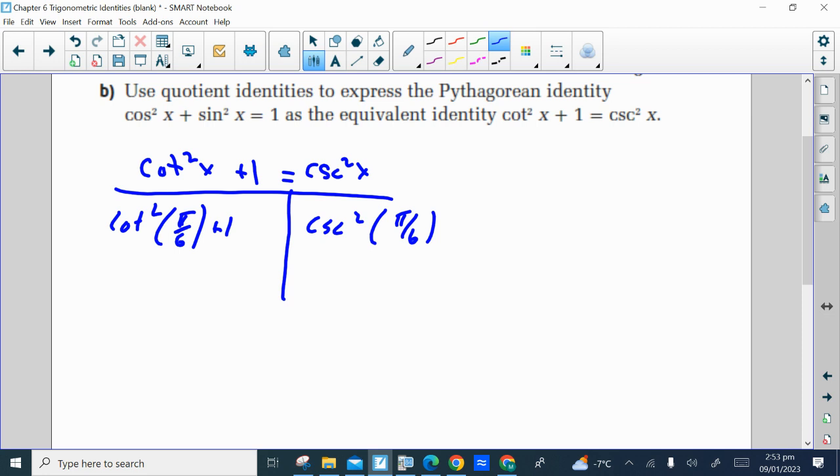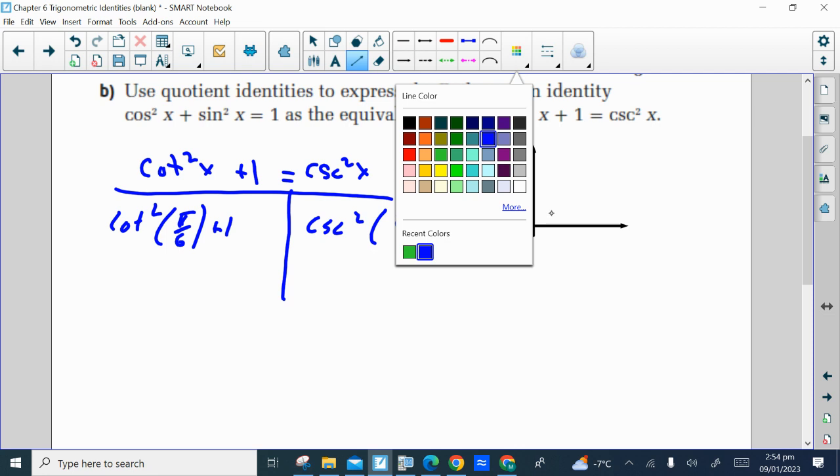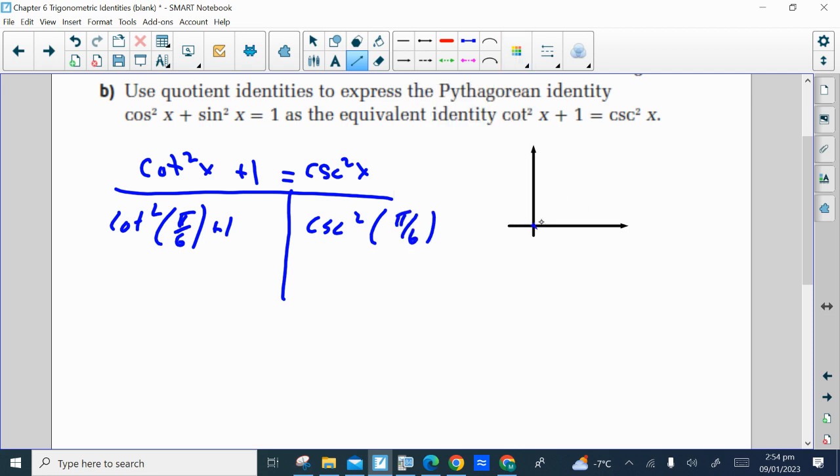And you remember that cotan squared pi on 6 means the cotan of pi on 6 all squared. That's what it means. So, pi on 6 on our unit circle is right there. And remember the coordinates there are root 3 over 2, comma a half.